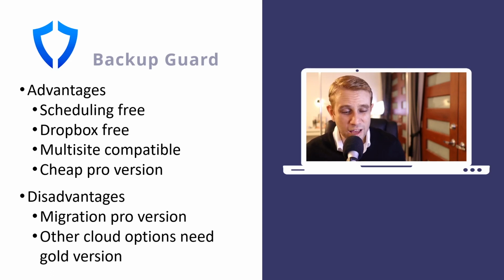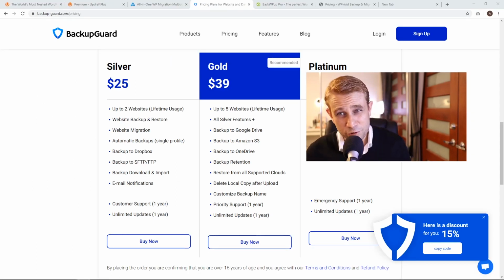The disadvantages are that for migration, you need the pro version, and as I said before, for other cloud options, you need the gold version. So let's actually have a look at the pricing for a second. You can get that silver version for $25 that will let you do migration, and then the gold version will let you do migration, plus it has a lot of other offsite cloud options. So silver or gold, they're still pretty cheap. They're still cheaper than Updraft.